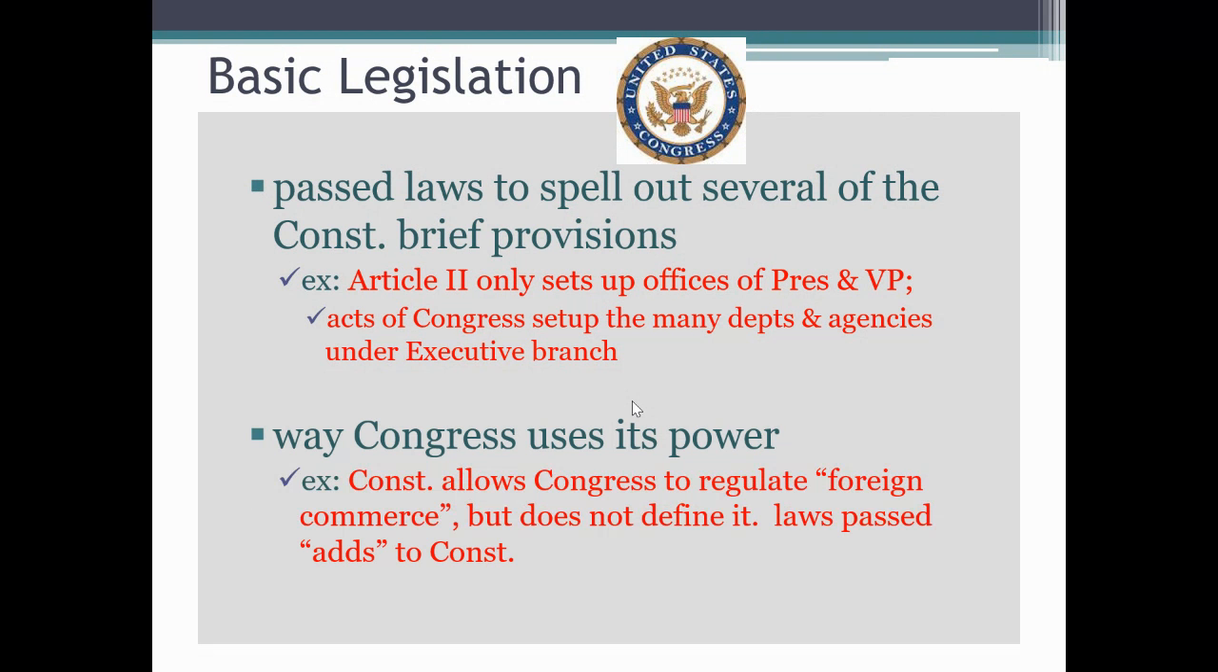Now, the way that Congress uses its power. The Constitution, for example, allows Congress to regulate foreign commerce. That's pretty much all it says. There are certain express clauses in the Constitution that give Congress specific power, but it doesn't define it. So it's like, okay, it says we can do this, but what does it actually mean? Some of it is common sense. It makes sense that Congress would regulate foreign trade, right? Trade with other countries versus individual states.